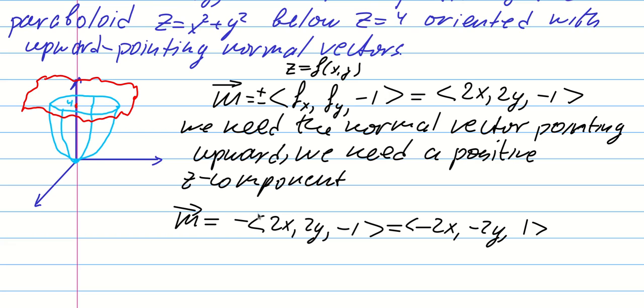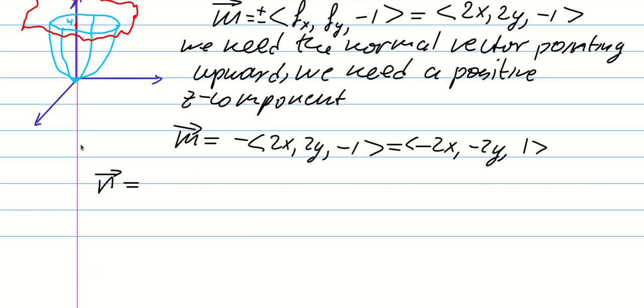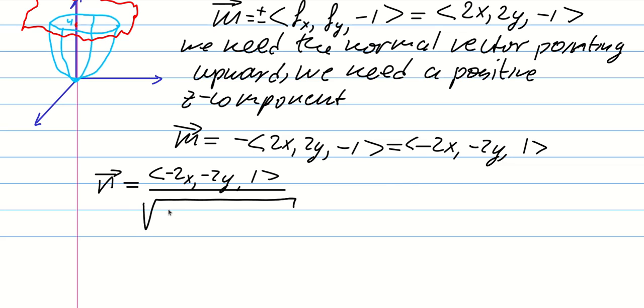Now we need to construct a unit vector n. So n will be just a normalized m vector. The normalized m vector would be looking like this: negative 2x, negative 2y, 1 divided by the norm of m, or the magnitude of m, which is the square root of 4x squared plus 4y squared plus 1.